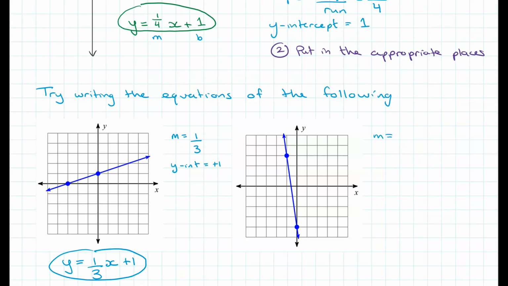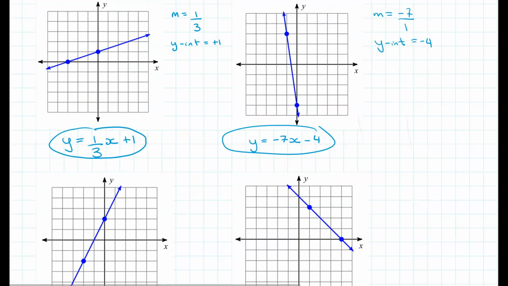The second one on the right, this has a slope of -7 over 1. It's very steep. And it has a y-intercept of -4. Those negatives are really important. I'm going to put the slope in front of the x. And instead of writing plus -4, I'm just going to write -4.